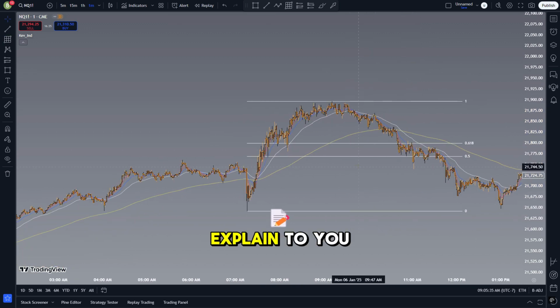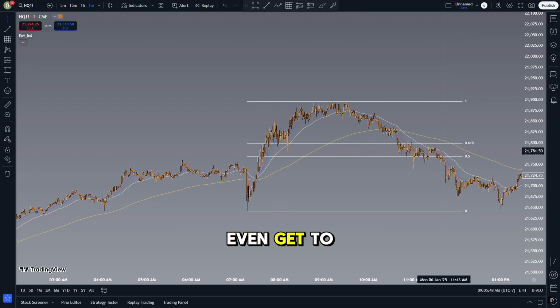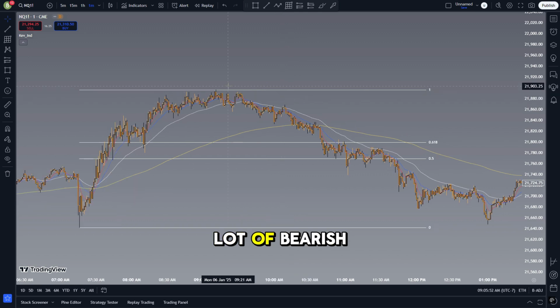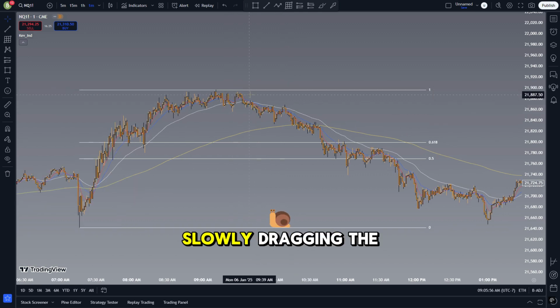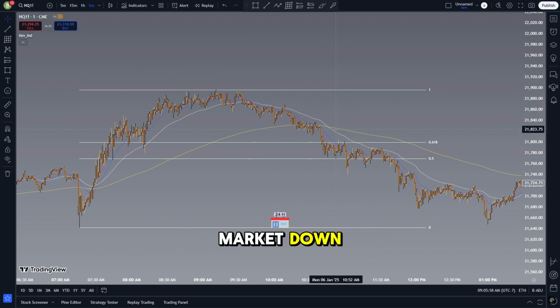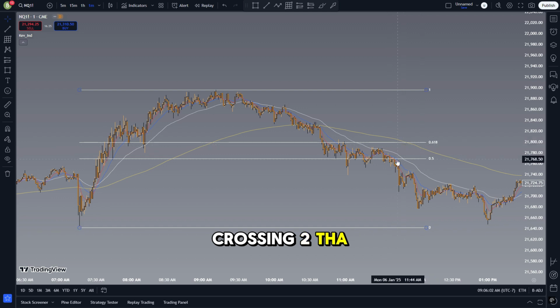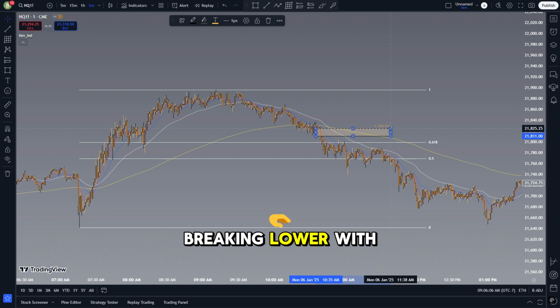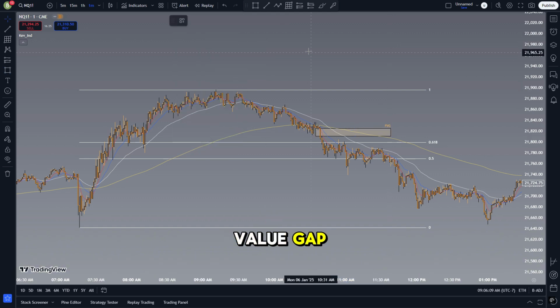So let me explain to you guys how you could also see if we are going to reverse or if we're not going to reverse. Previously, before we even get to EQ, what are you guys seeing? We're seeing a lot of bearish pullback. We're seeing a lot of bears slowly dragging the market down. And right before we end up crossing to the EQ and lower than EMAs, we end up breaking lower with a bearish fair value gap.